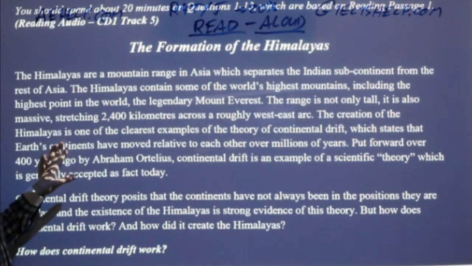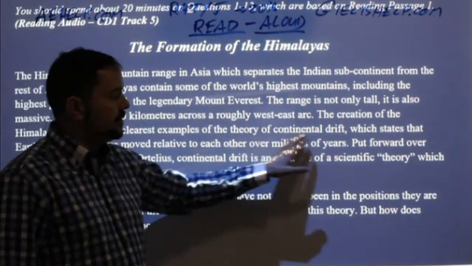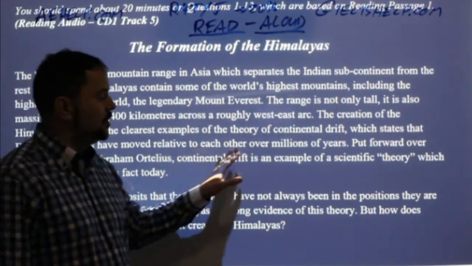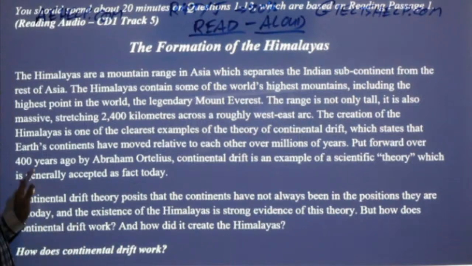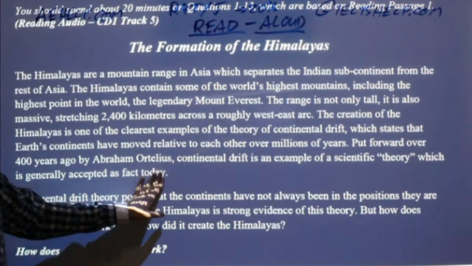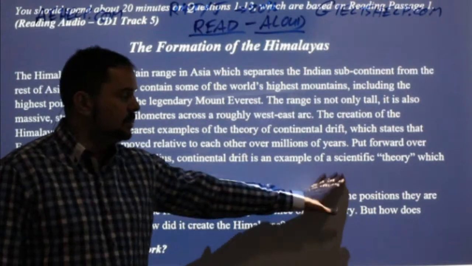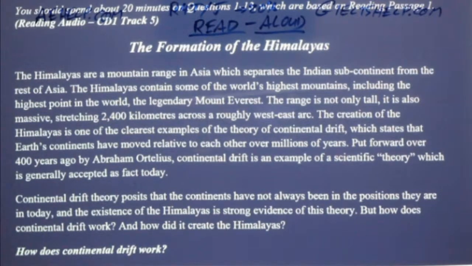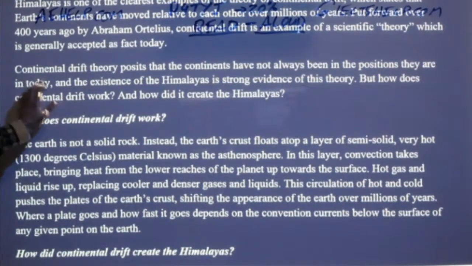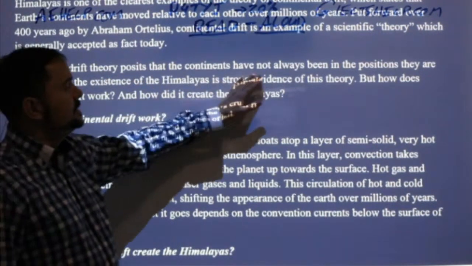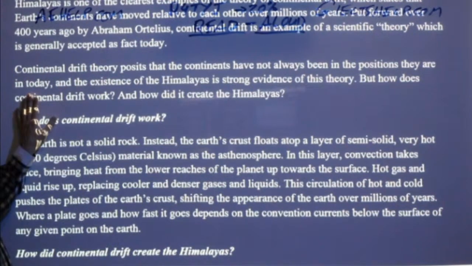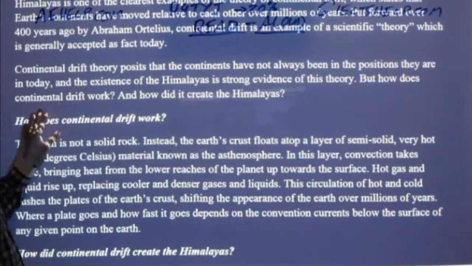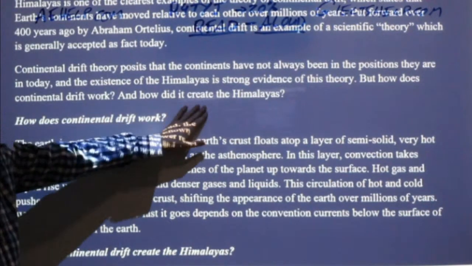The creation of the Himalayas is one of the clearest examples of the theory of continental drift, which states that Earth's continents have moved relative to each other over millions of years. Put forward over 400 years ago by Abraham Ortelius, continental drift is an example of a scientific theory which is generally accepted as fact today. Continental drift theory posits that the continents have not always been in the position they are in today, and the existence of the Himalayas is strong evidence of this theory. But how does continental drift work, and how did it create the Himalayas?